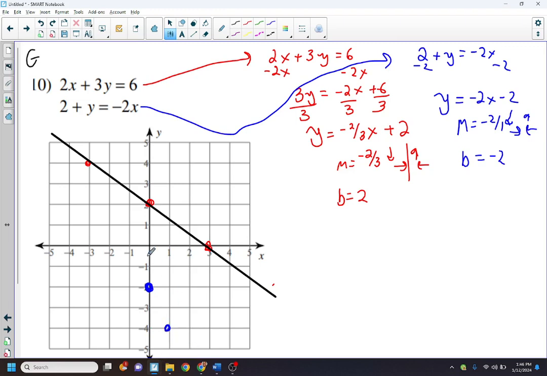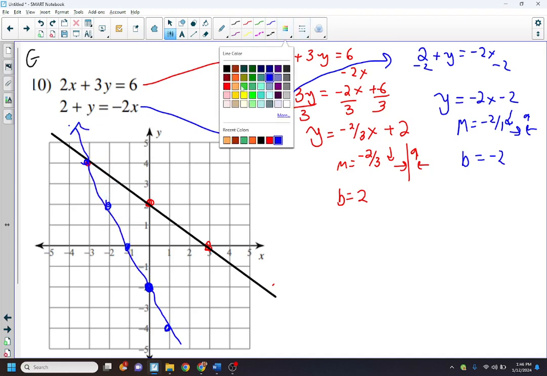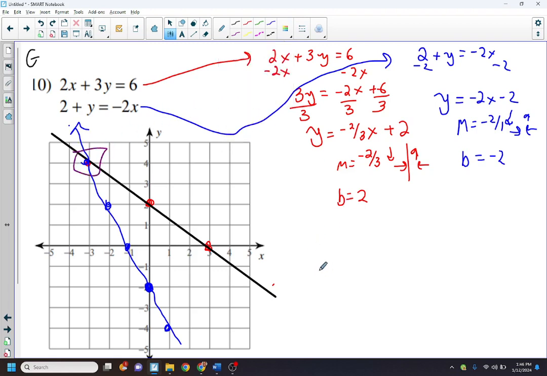Down 2, right 1 would fall off. Up 2, left 1. Up 2, left 1. Up 2, left 1 would fall off. Here's my blue line. Again, I don't really care until I hit the crisscross. The rest is just bonus. This is where they crisscross, which is 3 to the left, 4 up.